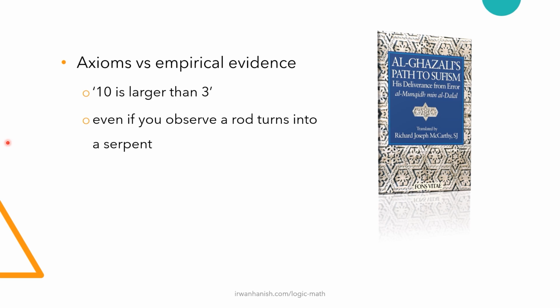Al-Ghazali teaches us that you've got to say, no, sir, that's not what experimental science is for. I still believe that 10 is larger than 3. I won't reject rational axioms to put my trust in you. I mean, I'm impressed. I would love to know the technology of how you rearrange the molecular structures of the rod and transform it into a serpent. But I won't give up my intellect because you have shown me something astonishing. Yeah, so that's one way how the understanding of axioms might inform your thinking about science and reality.